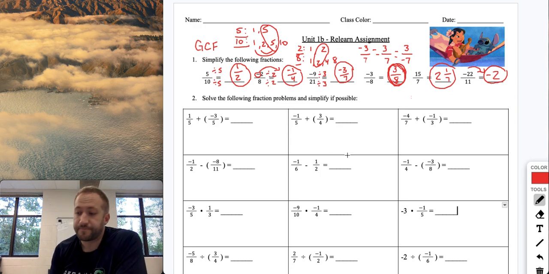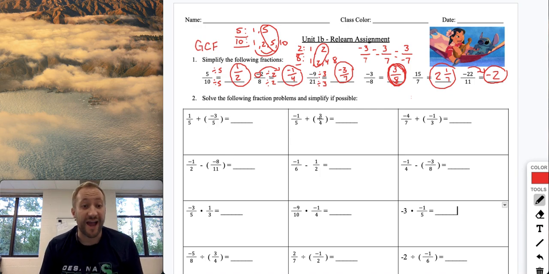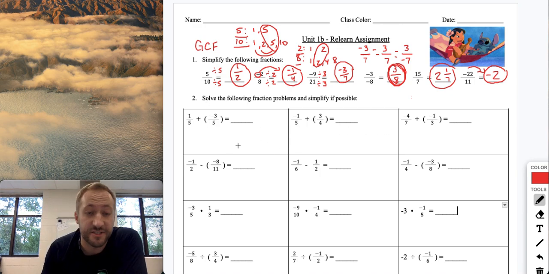Let's look at the next one. So this one is 1/5 plus negative 3/5. This is all the fraction operations. The first three are all adding. So let's look at this.